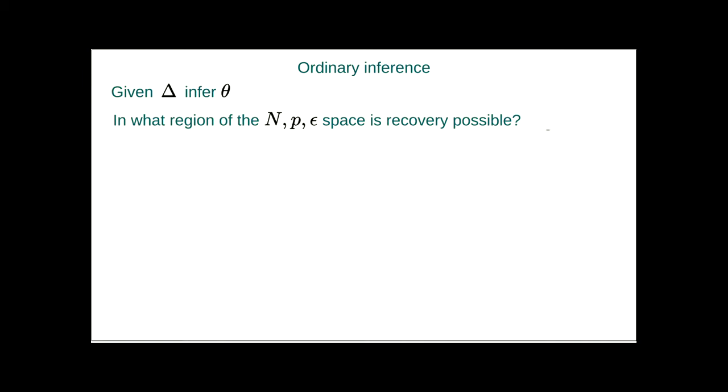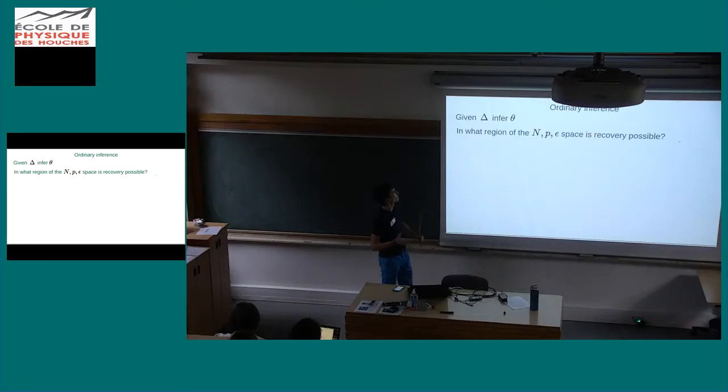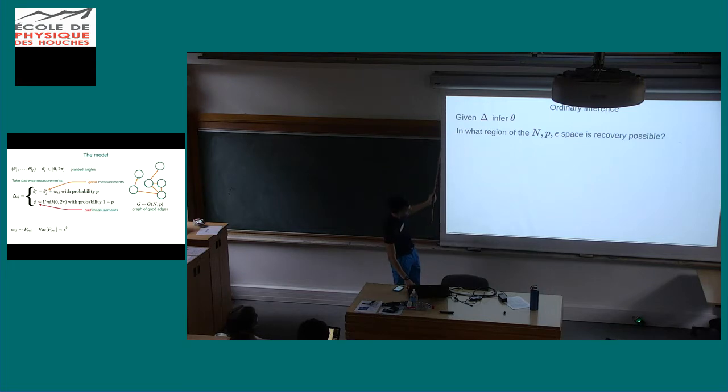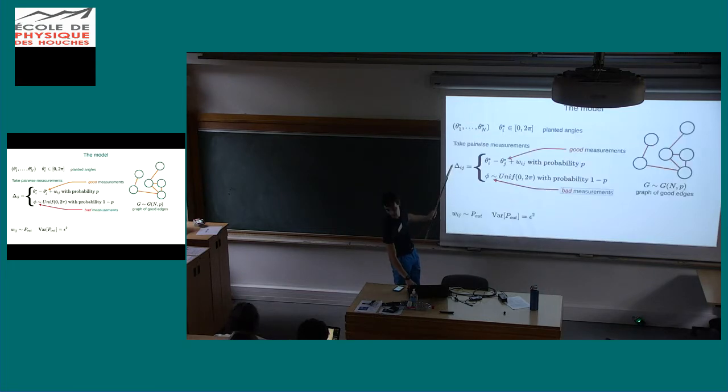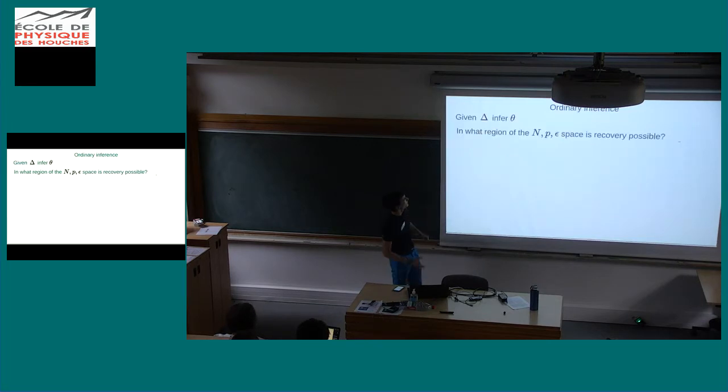So the question, of course, is we're given the measurements and we want to find the angles. And we have these 3 parameters that we can tune and see where weak recovery is possible. Delta were the measurements, delta ij. So it's the set of measurements. We have n choose 2 of them.